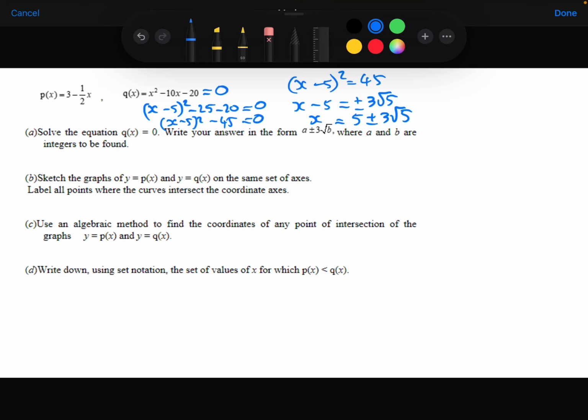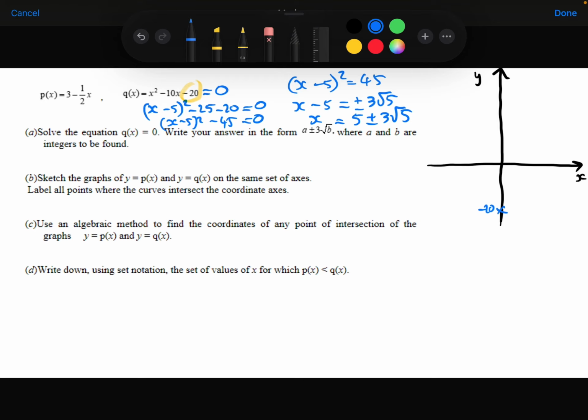Part B, we have to sketch the graphs of y equals p of x and y equals q of x on the same set of axes, labelling all the points where the curves intersect on the coordinate axes. So let me draw the quadratic first, the q of x first. I can see it's got a y-intercept of minus 20. So minus 20 is down there somewhere.